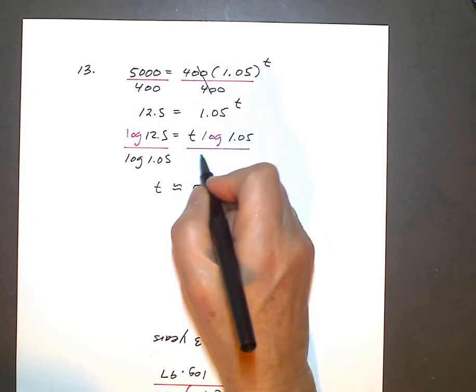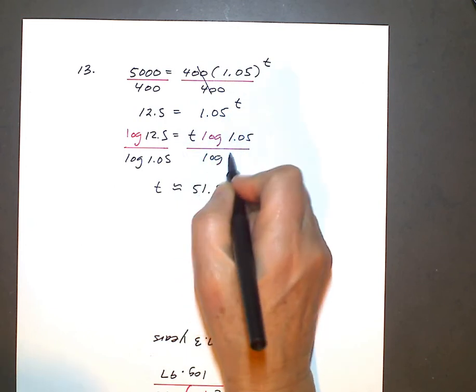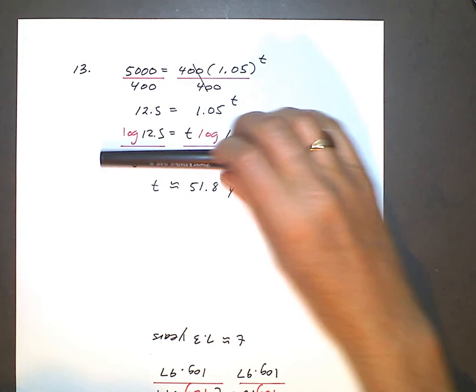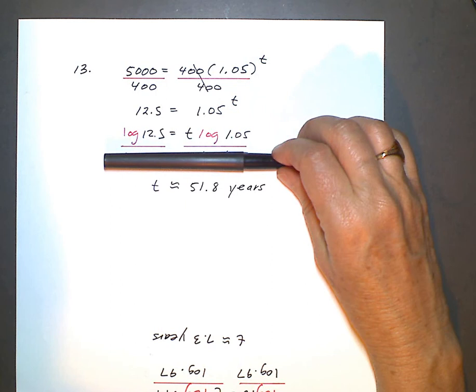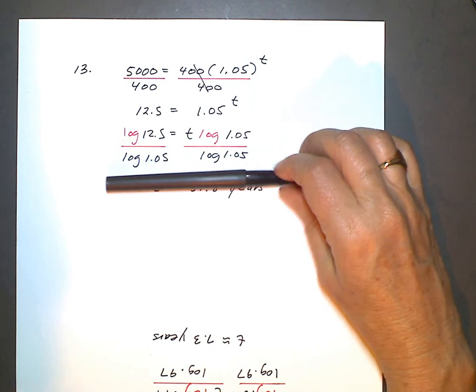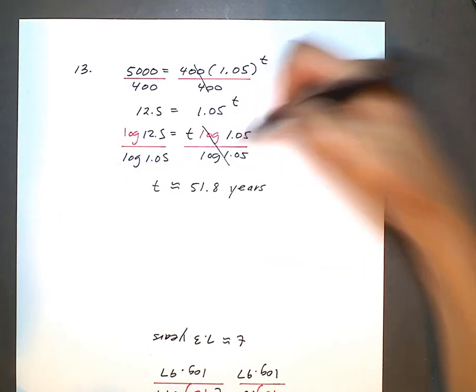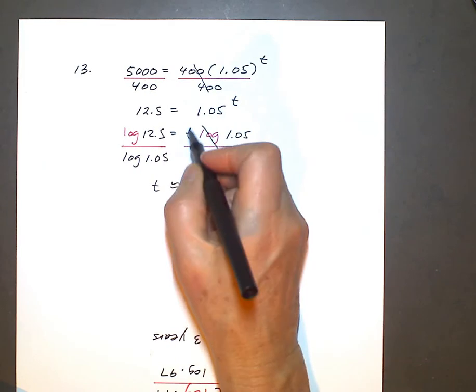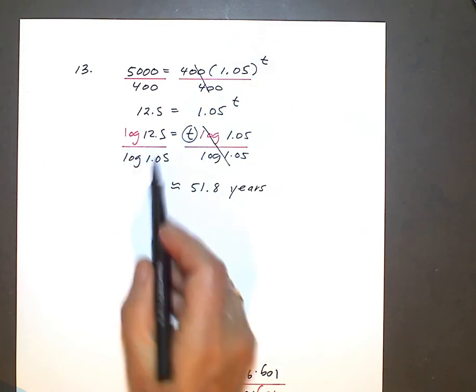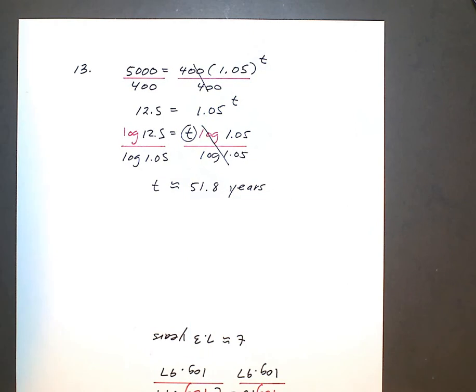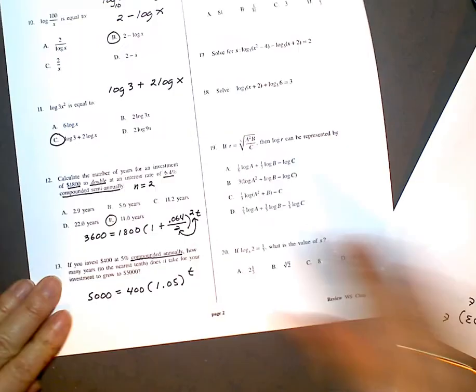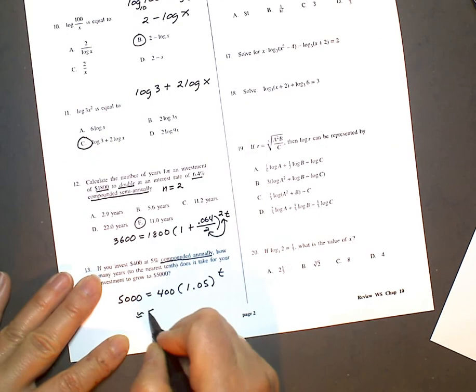Whoops. And so now I've got this. The log of 12.5 is equal to t times the log of 1.05. So I divide both sides by the log of 1.05, and I've now isolated this t. So t is this expression, and I punch that in, and I get about 51.8 years. So this is, they asked for it to the nearest tenth.